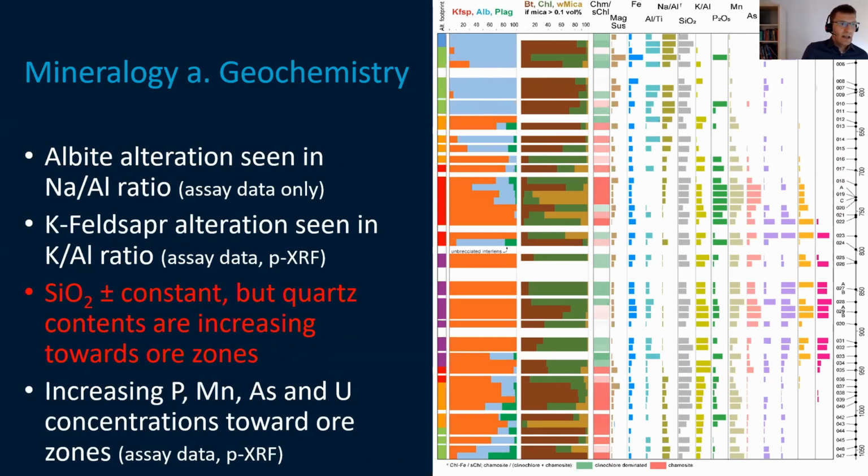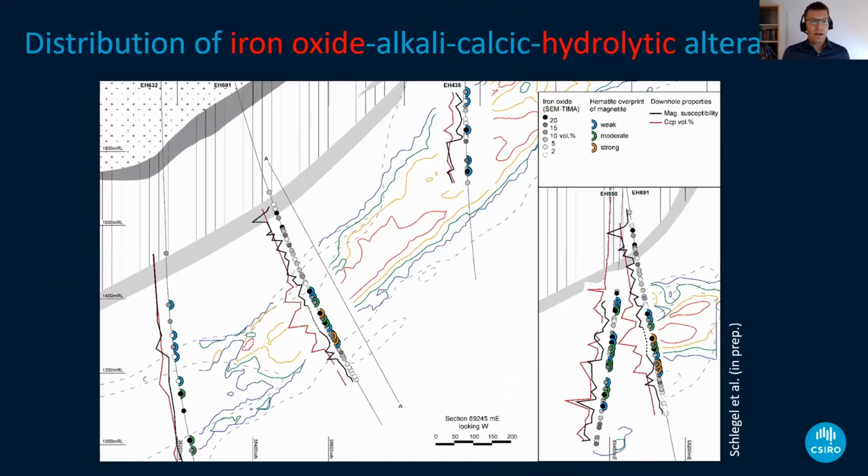I think I covered that already. And now we took selected values from the database, fired them up in Leapfrog, and exported them to make some sections. What we see here is a section representation of the Ernest Henry ore body.